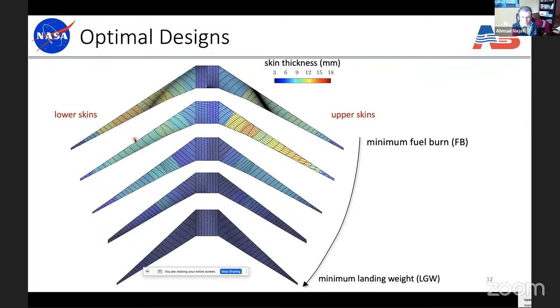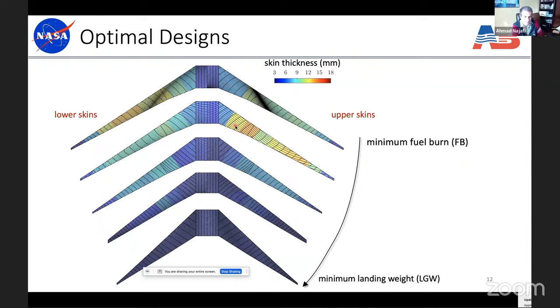In this slide example that you are showing, 12, do you expect to see a symmetric design at the end, based on the physics of the problem? You mean, why is the right side of these plots different than the left side? Yes. So I didn't do a good job explaining it. This is an unwrapped wing box. So the right side is the upper skins and the left side is the lower skins.